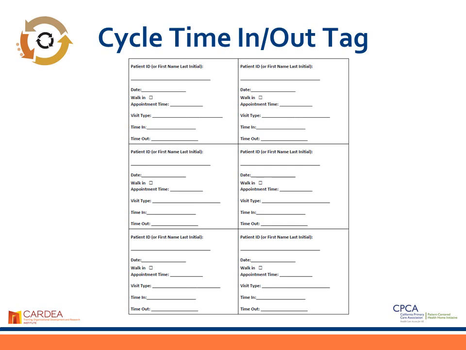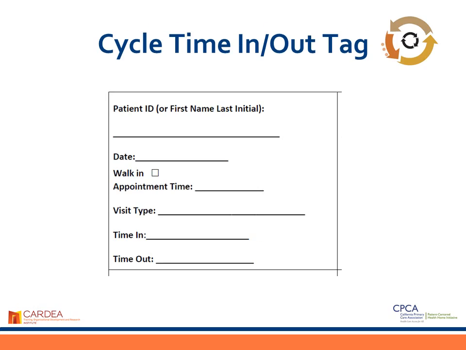An example of a tool one can use to manually collect cycle times is this cycle time in-out tag shown on this slide. It is one of the handouts that is available for you to download. This shows 6 tags on one piece of paper, but 1 tag would be used for each patient. You can see that it's quite simple. There's a space for either the patient's ID or first name and last initial, today's date, and a box to check if he or she is a walk-in patient or if not, the appointment time, and then the visit type and the time in and out.